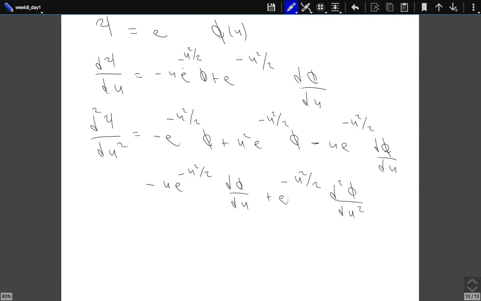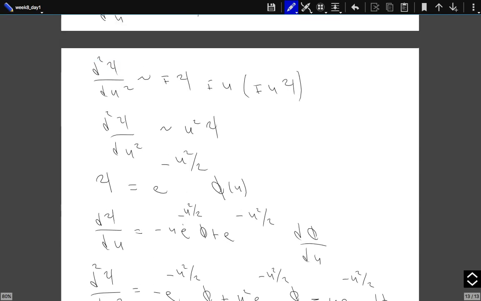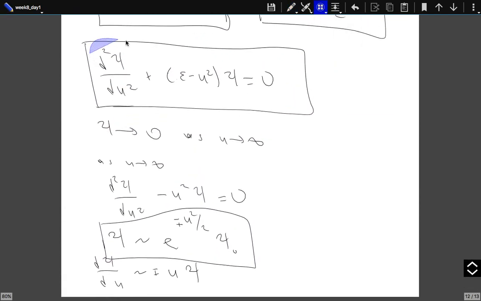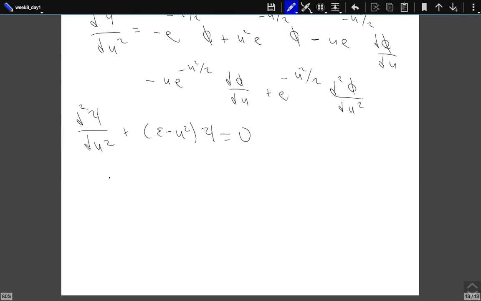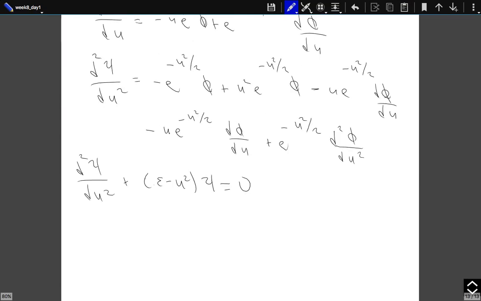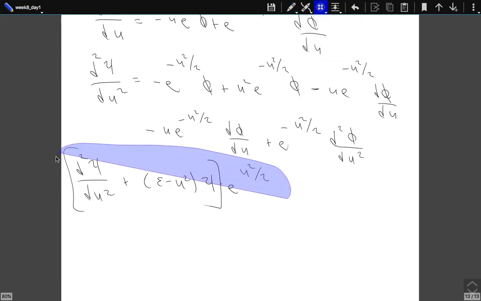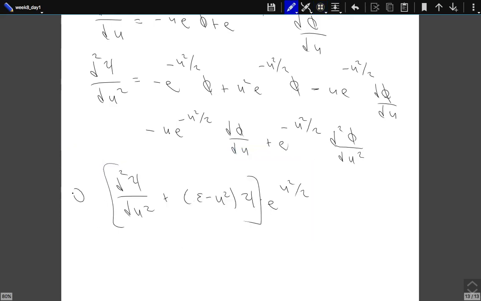Let me put this in my differential equation. Now remember, my differential equation for psi is this one. Let's see what I have. Well, all the terms have that e to the power minus u squared over 2 factor. So let me just multiply this expression by e to the power u squared over 2. This should be 0, because the expression in the rectangular brackets is 0.